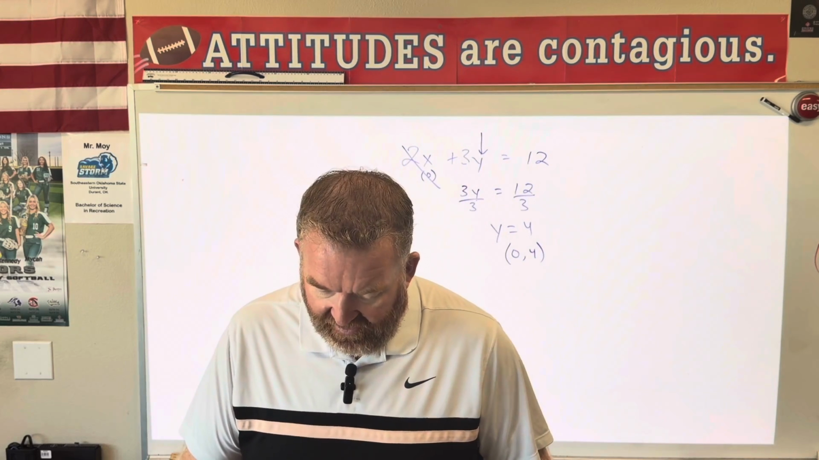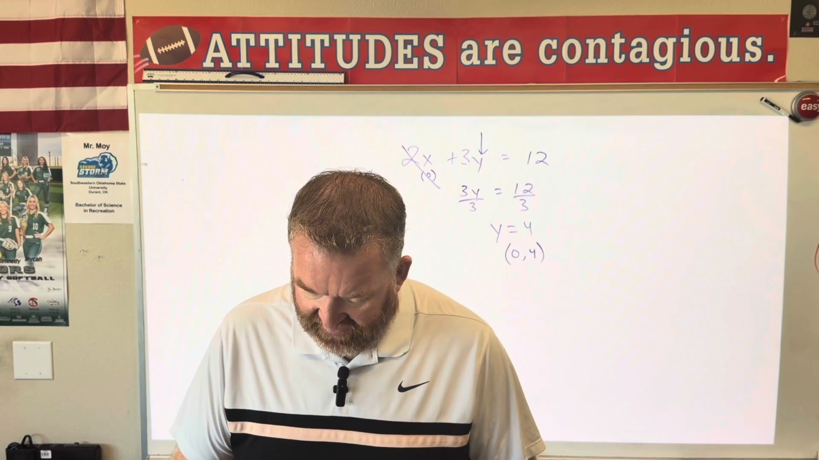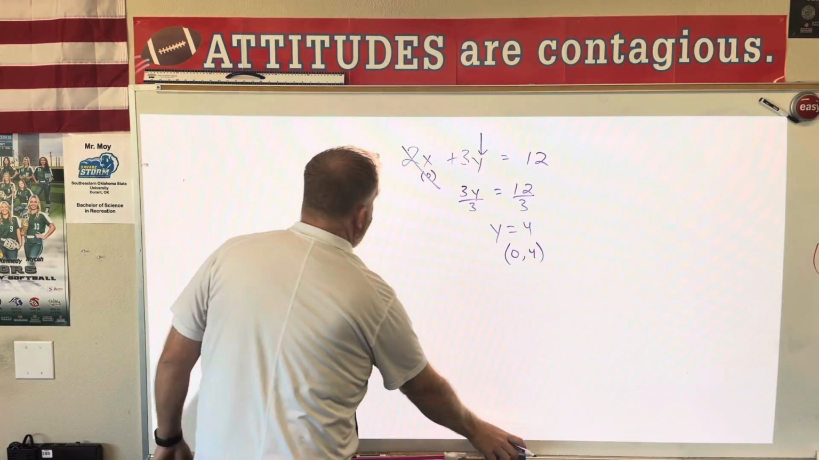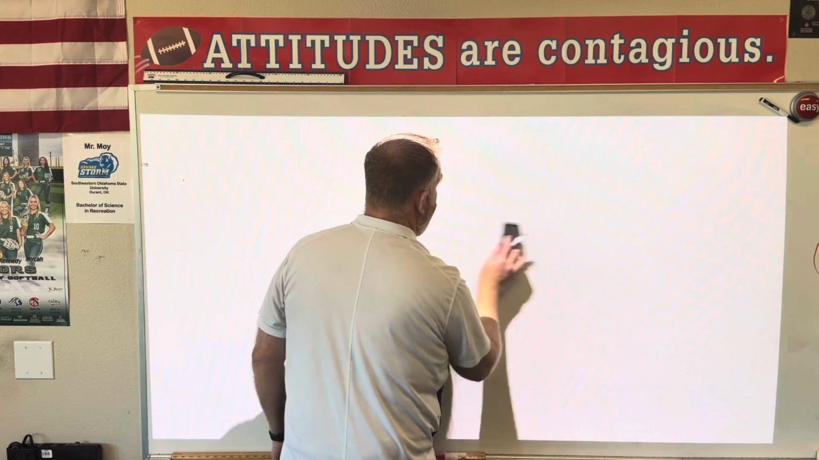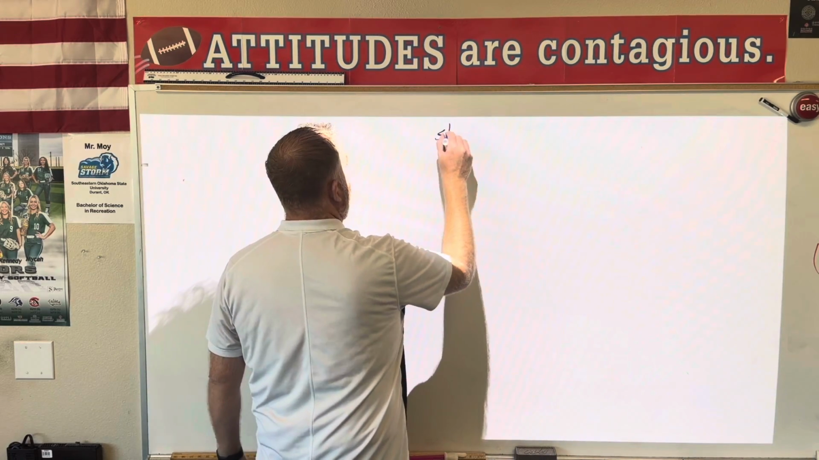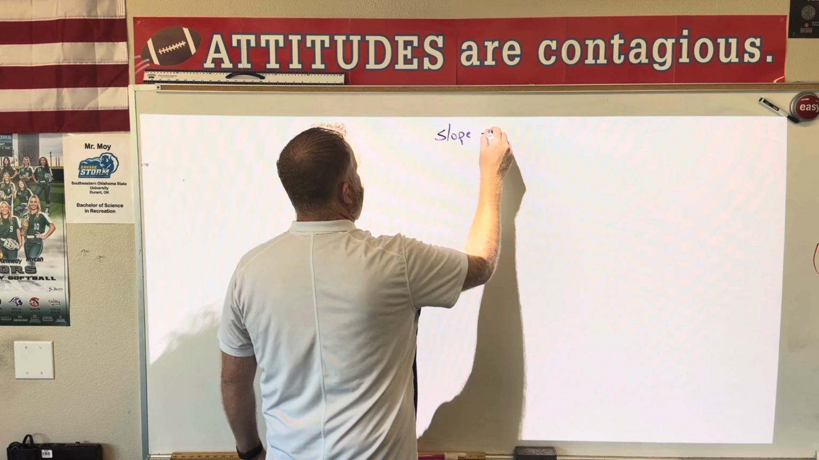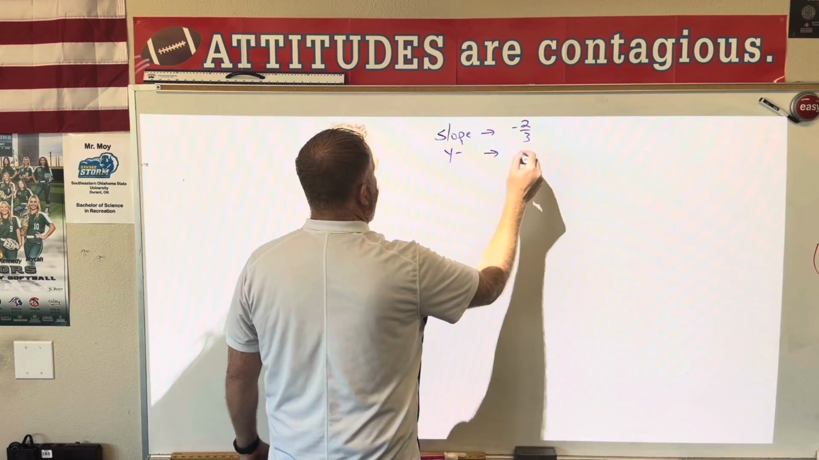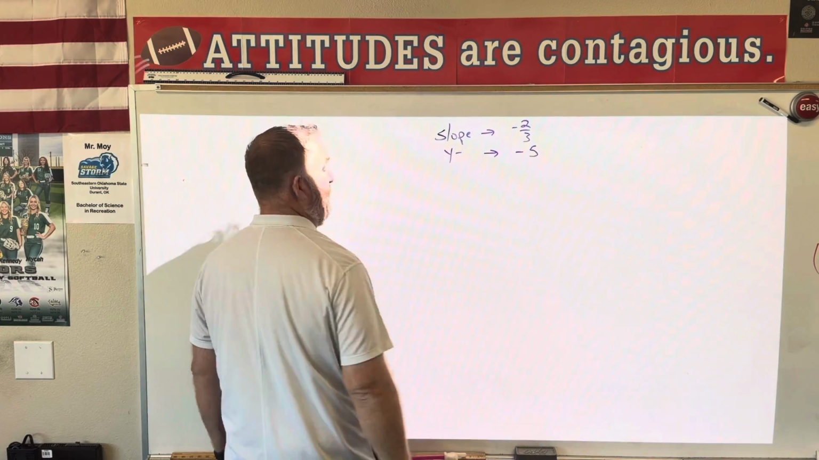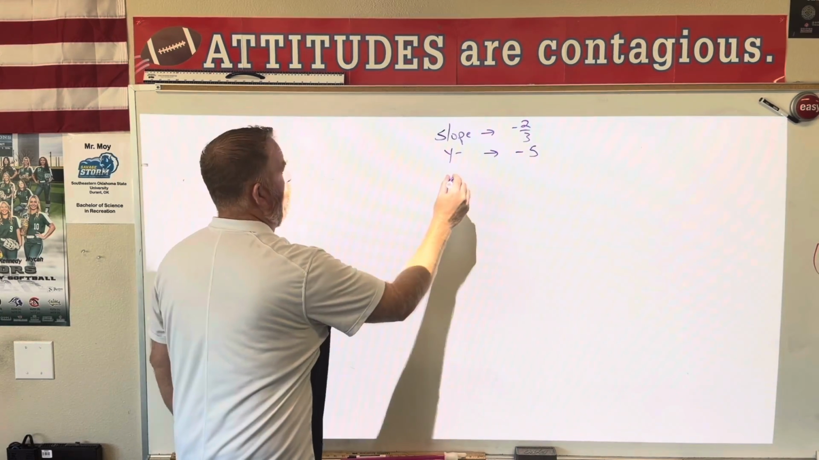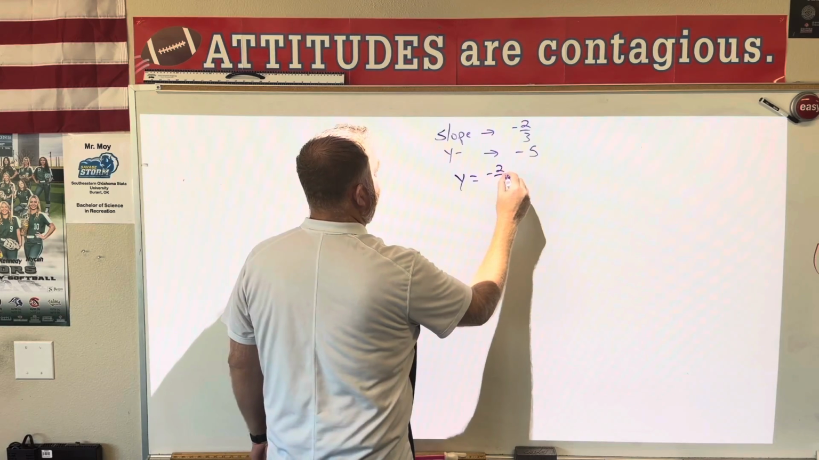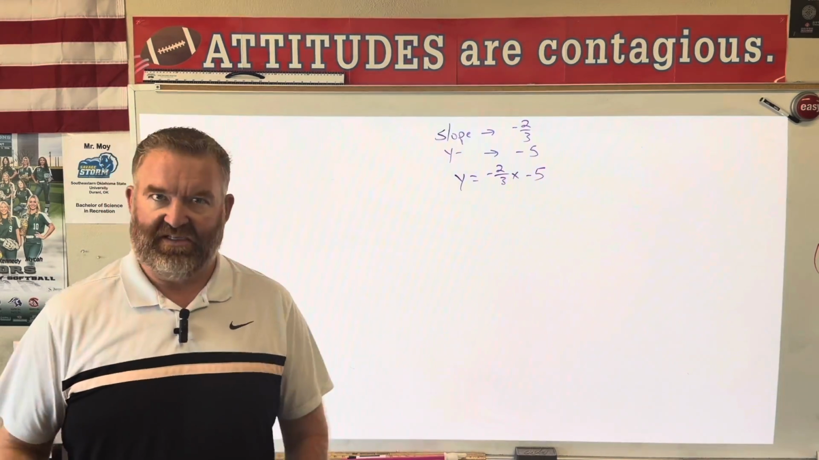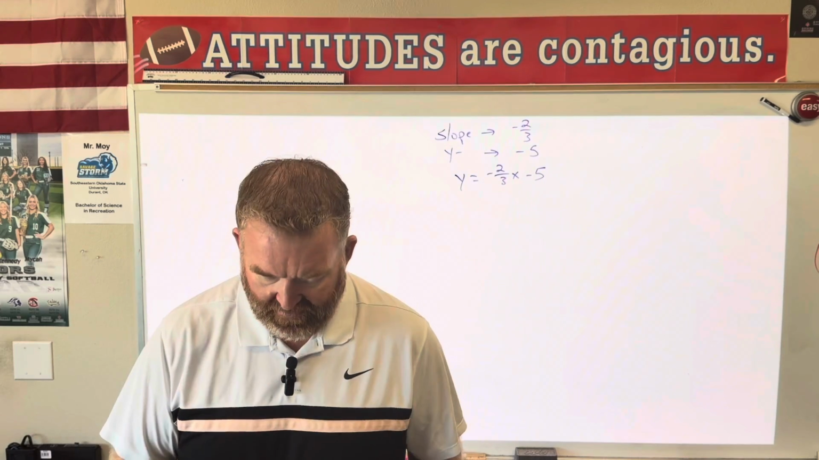All right, number 3, it has a slope and a y-intercept. Write an equation in slope-intercept form. So literally they're giving you the equation, okay? If they tell you the slope is -2/3 and the y-intercept is -5, literally all you have to do is put it in the equation. Y equals -2/3 x minus 5. Just literally, it's that easy. Okay, just put them in the equation.